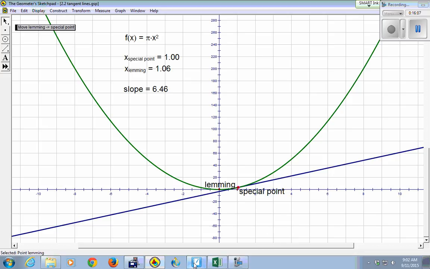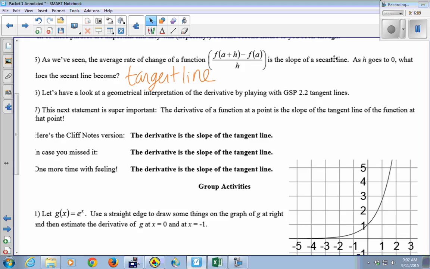Okay. All right. So the Cliff Notes version: the derivative is the slope of the tangent line. In case you didn't hear me, the derivative is the slope of a tangent line. And everybody, 1, 2, 3, the derivative is the slope of the tangent line. Good.